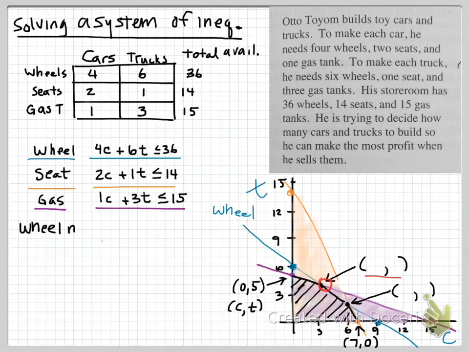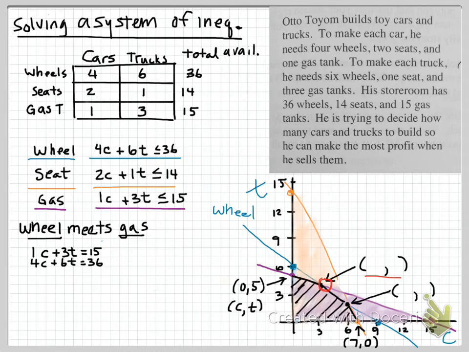And so the first one I'm going to solve for is the one that I've circled in red, and that's where the wheel line meets the gas line. And so I'm going to go ahead and take those two equations. I'm going to take the gas equation and the wheel equation, and I'm going to solve for that system. And I'm going to use an equal sign because I already know about the shading now. I just want to know the intersection.